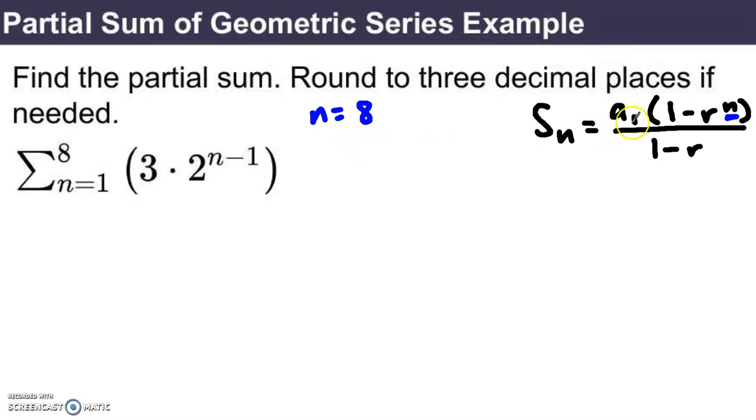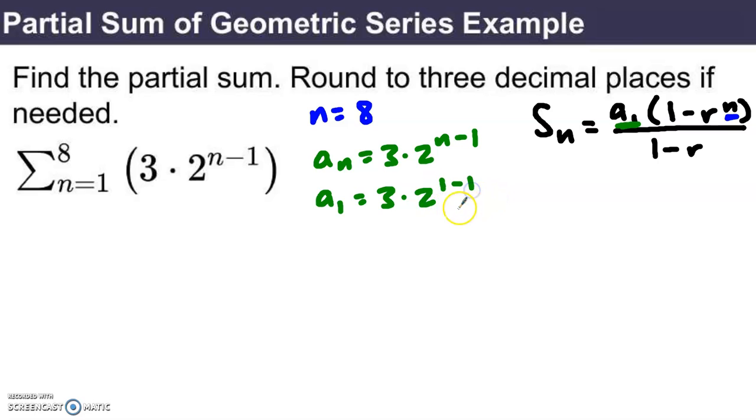We also need to know what the first term is. We need to know what a sub 1 would be. So if this is the rule a sub n, if a sub n is 3 times 2 to the n minus 1 power, a sub 1 would be 3 times 2 to the 1 minus 1 power. And of course 1 minus 1 is 0, that's 3 times 2 to the 0th. Be very careful with your order of operations here. That 0 exponent applies only to the 2. 2 to the 0th power is 1, so 3 times 1 is 3.